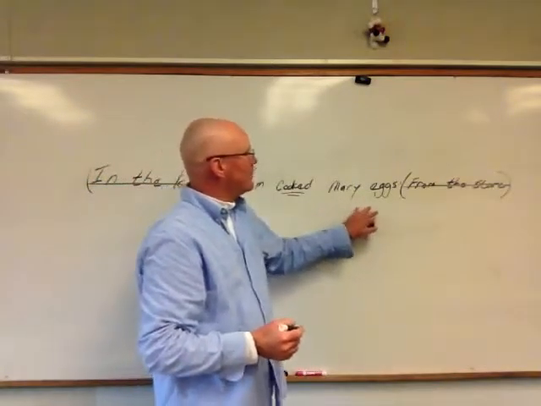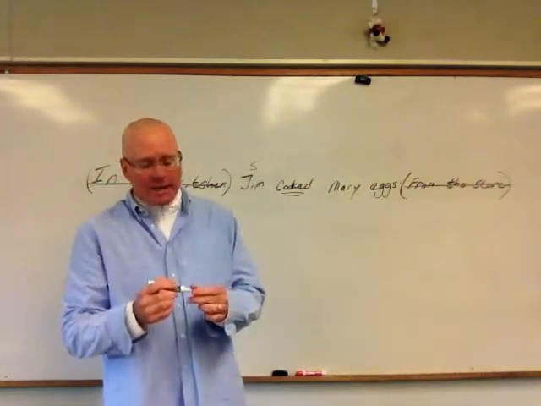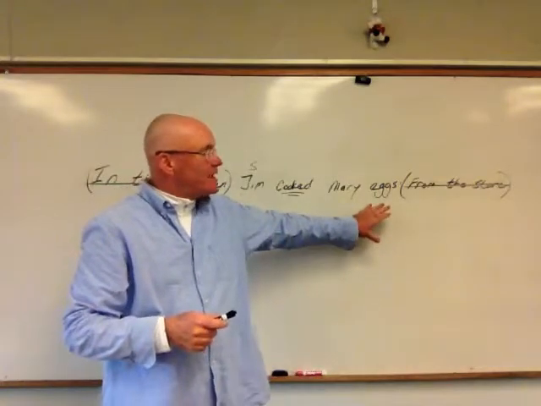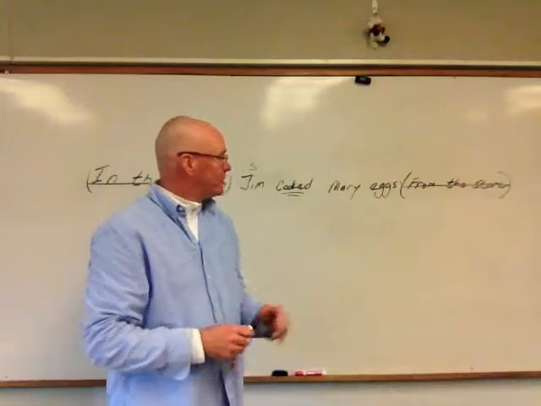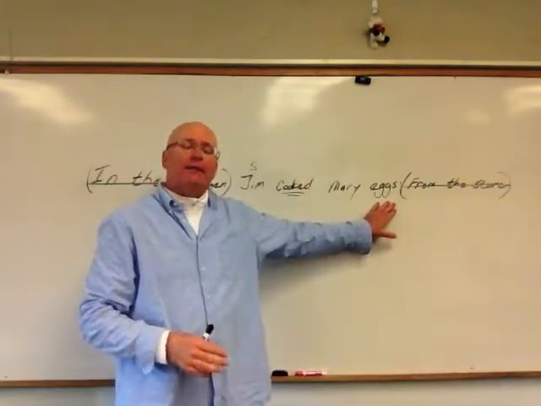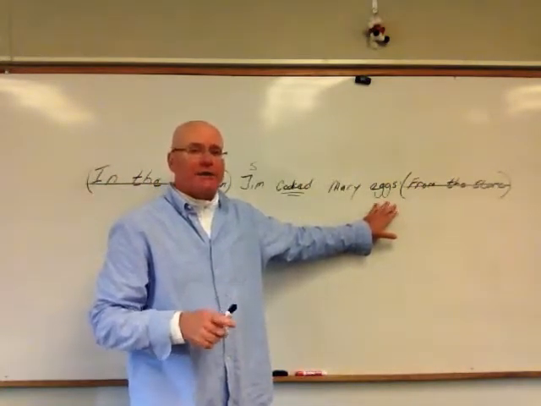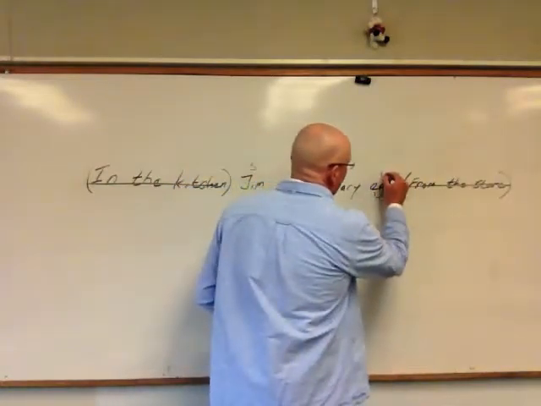Jim cooked Mary eggs. The question we want to ask when we've got the action verb is, is there a noun after the action verb that directly receives the action of the verb? And in this case, we look to eggs. The eggs are directly receiving the action of being cooked. So they're a direct object.